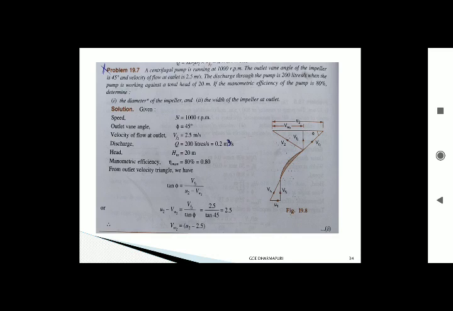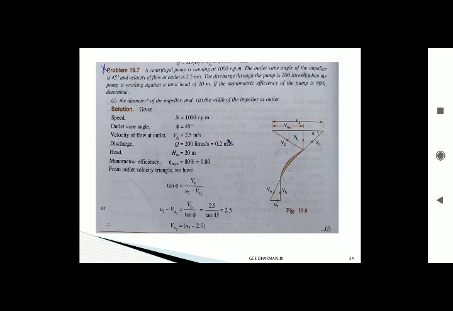Very simple. We know what manometric efficiency is. First, in this velocity triangle diagram, see what are the things we know. First I know N. Then the outlet vane angle is given. Then the flow velocity at outlet is also given: Vf2 is 2.5 meter per second. And the outlet vane angle is also given. By using phi and Vf2, I calculate Vw2 and u2.